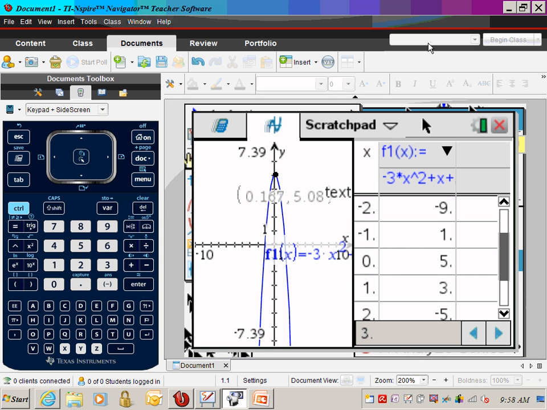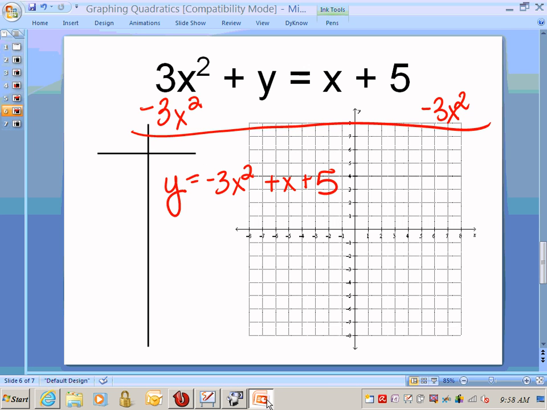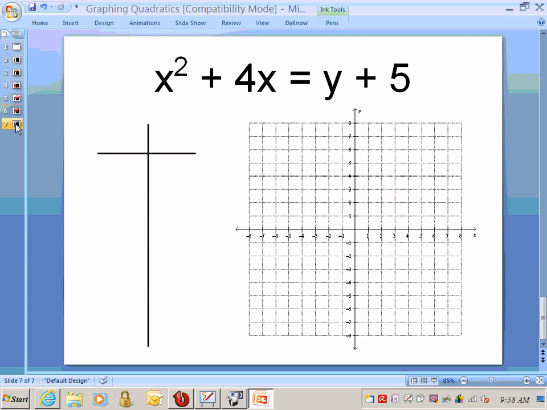Alright, we ready for the last one? Okay, let's clear this. Last problem. I've got x squared plus 4x equals y plus 5. What needs to happen here? Subtract 5? Why would you subtract 5? Because y is already over there and it's positive, right? So let's subtract 5 from both sides.